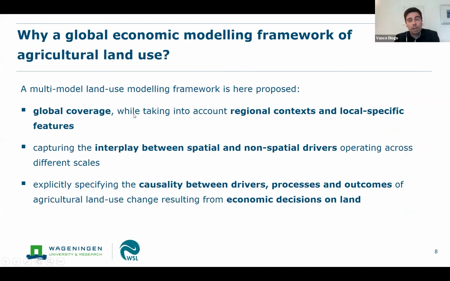So for this purpose, my former team at Wageningen Economic Research developed a multi-model land use modeling framework that attempts to have at the same time global coverage while taking into account regional contexts and local specific features, while capturing explicitly the interplay between spatial and non-spatial drivers operating at different scales. And according to that, specify the causality between drivers, processes, and outcomes of agricultural land use change that result from economic decisions on land.